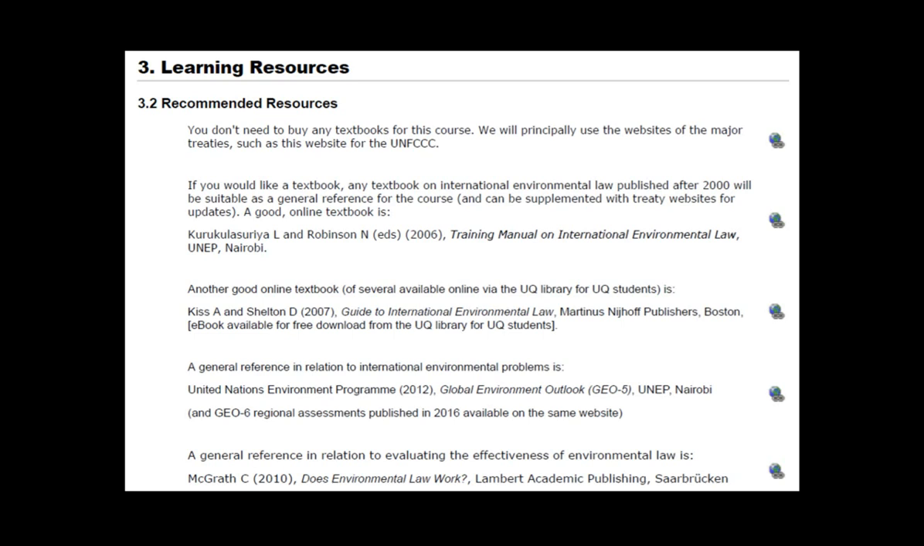online references. There's one, Kiss and Shelton from 2007, Guide to International Environmental Law, which, sure, it's a decade old, but in terms of looking at things like sovereignty or some of the underlying concepts, they haven't really changed. That's freely available online. The Robinson text from 2006, the training manual as well. If you want to look at basic concepts, then those are still good references.